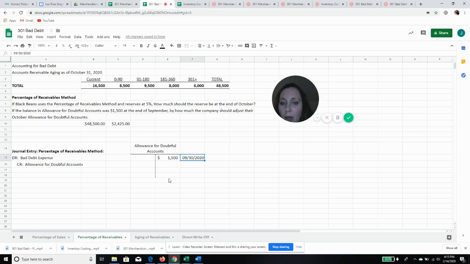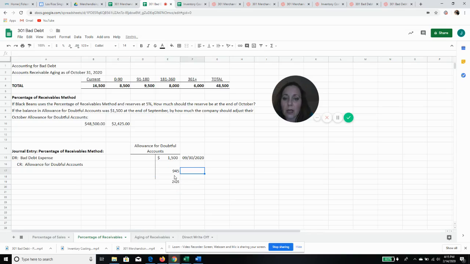So we want to have $2,425 in our account. How do we get from $1,500 to $2,425? We need to credit this account by $925. That is going to be our journal entry on 10/31/2020. So I'm going to go over here. I'm going to debit bad debt expense for $925, and I'm going to credit allowance for doubtful accounts for $925.